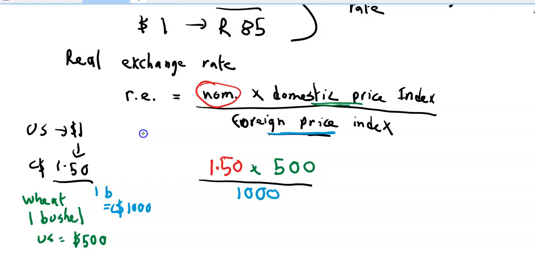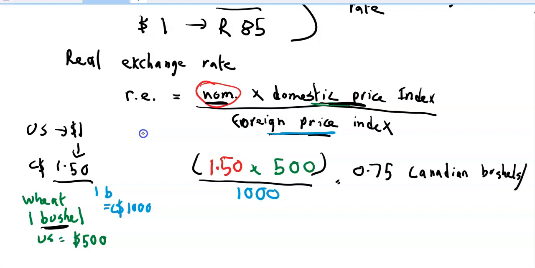If I were to buy the same amount of bushels in America, which is the domestic price index, using Canadian dollars, how much would I spend? That would be the numerator. And the denominator is basically what is the price of that same product in Canada in Canadian dollars. So when I solve this out, it would be 0.75 Canadian bushels per US bushel.